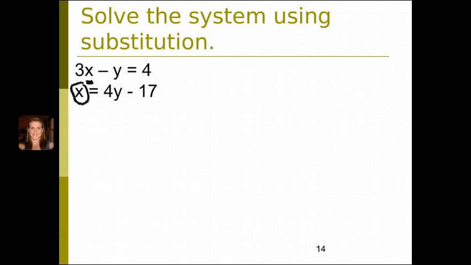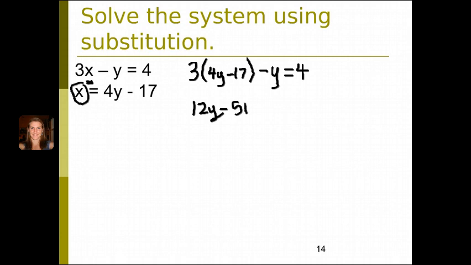So when we do this, we're going to write 3x, but instead of the x again, we're going to open up a set of parentheses, minus y equals 4. Again, what's going to go in the parentheses is what x equals, which is 4y minus 17. So the next thing you're going to do here is distribute the 3 in order to get y by itself. So we get 12y minus 3 times 17, which is 51, minus y equals 4.